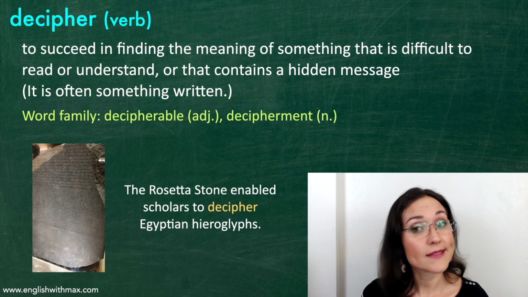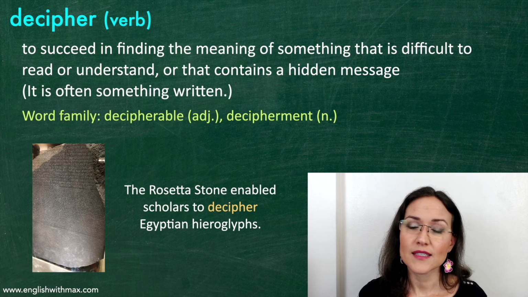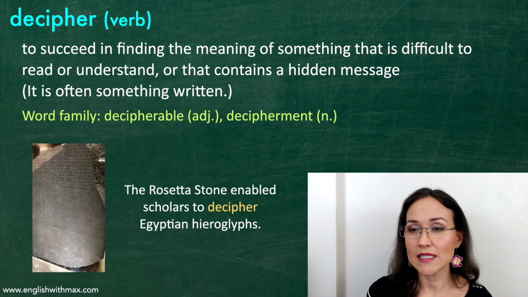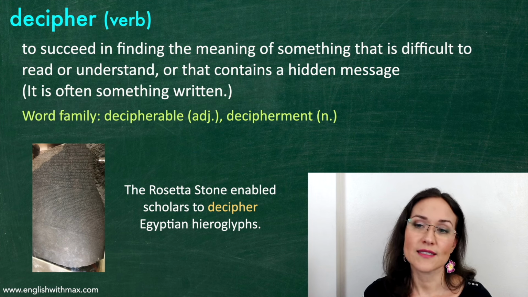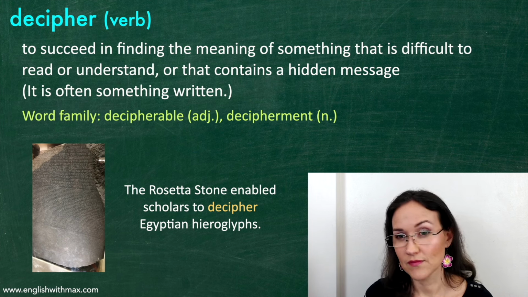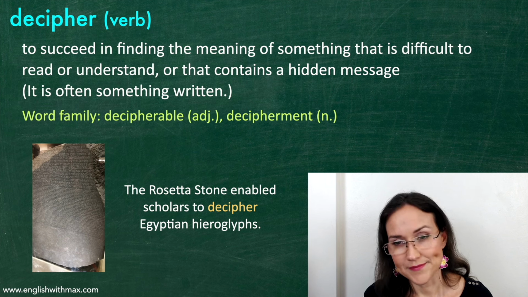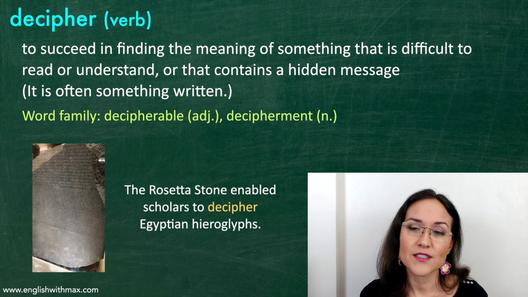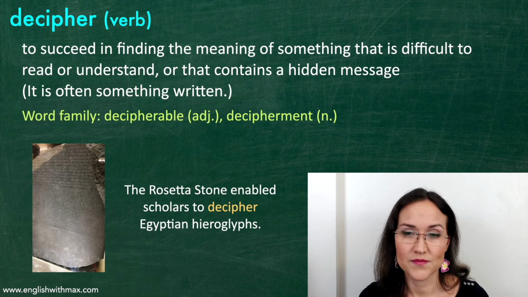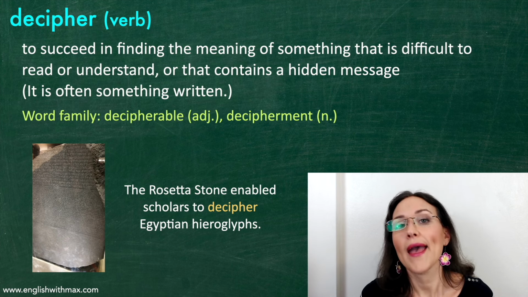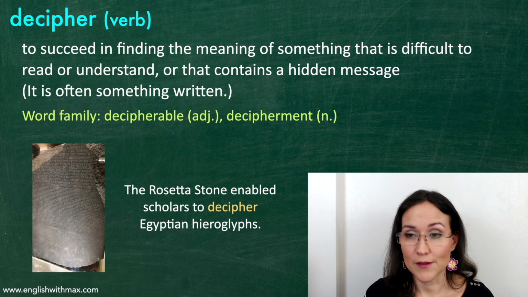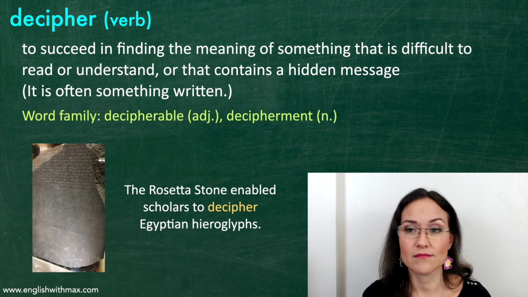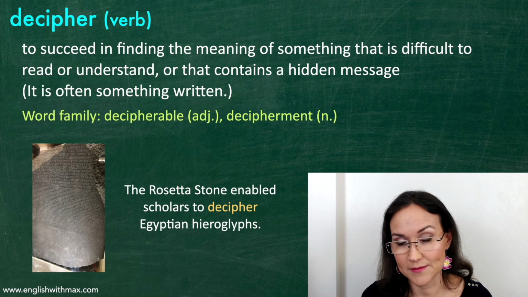Next, we have the verb decipher. Decipher. This means to succeed in finding the meaning of something that is difficult to read or understand, or that contains a hidden message. It is often something written. The adjective is decipherable, and that means able to be deciphered. The noun is decipherment, and that means the act of deciphering something.